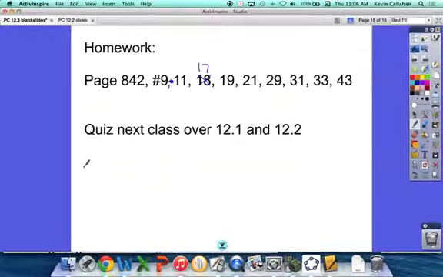So next class, we'll take a quiz over the first two sections. Not the one we just covered, but the ones where we went over the homework in the middle of the class. Okay. So I'm going to write that down. I need to stop.